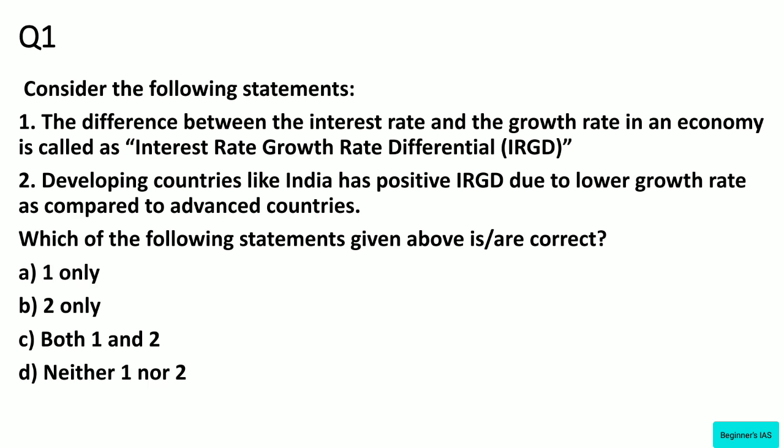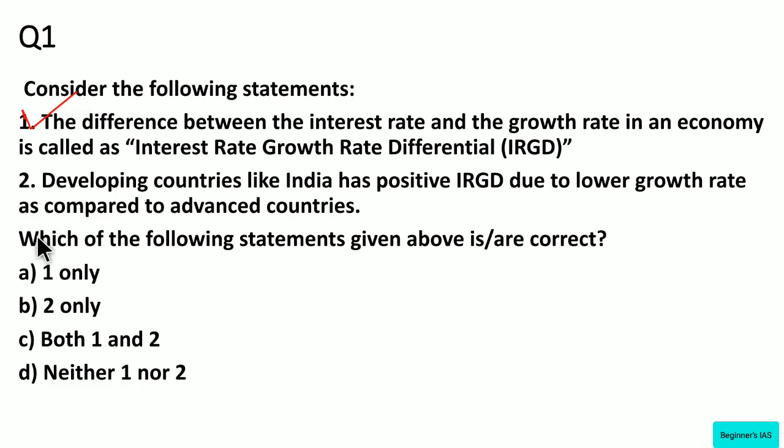The difference between the interest rate and growth rate in an economy is called the interest rate growth differential. Statement number 2. Developing countries like India have positive IRGD due to a lower growth rate as compared to the advanced countries. See, statement number 1 is right. That is, the difference between the interest rate and growth rate in an economy is called the interest rate growth rate differential. Therefore, this statement is right.